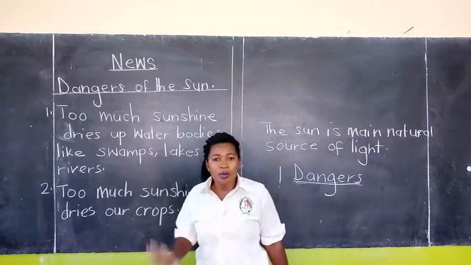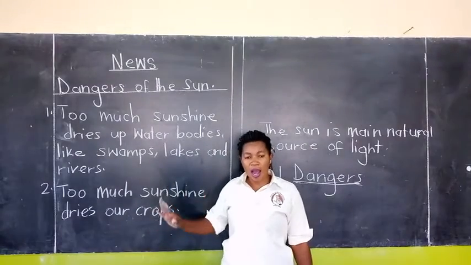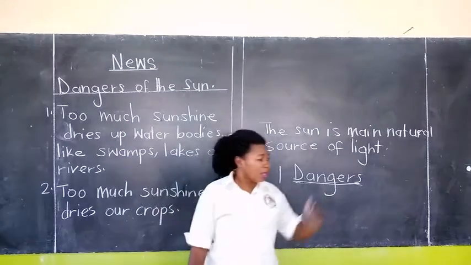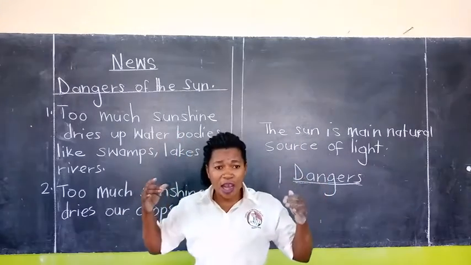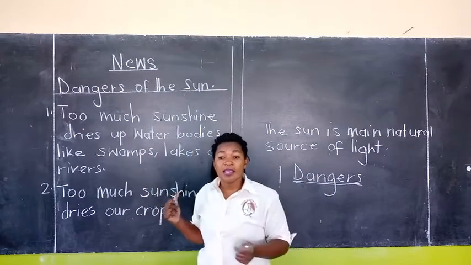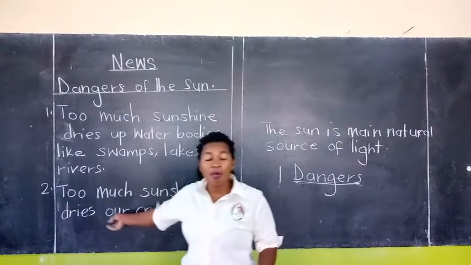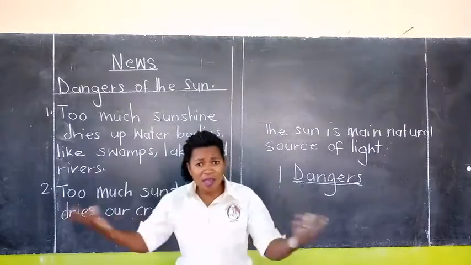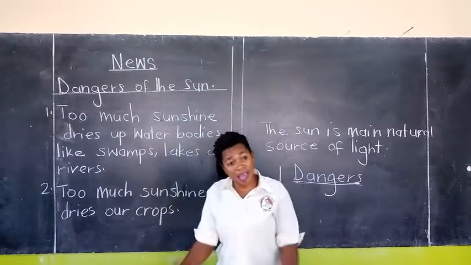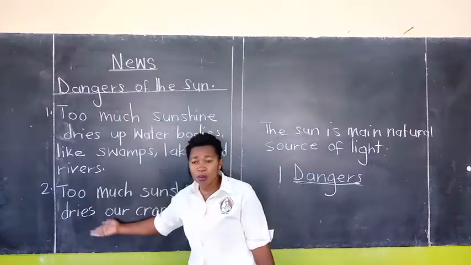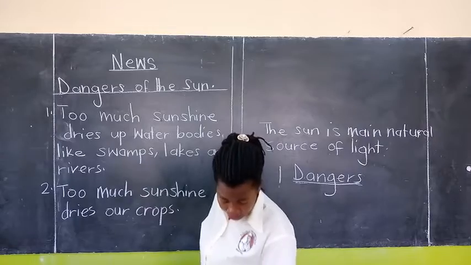Now, too much sunshine dries our crops or our plants. People can grow their crops, and then too much sunshine comes. When it comes, it can dry them, and you find that people are going to die because of hunger, because there is no food. If there is no food, people are going to die because they cannot get what to eat. That is another danger of too much sunshine.